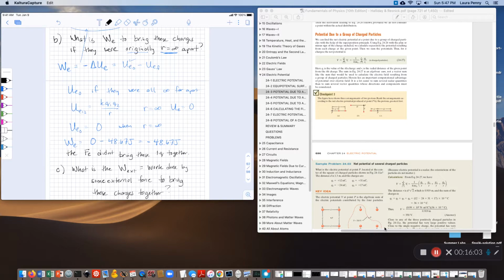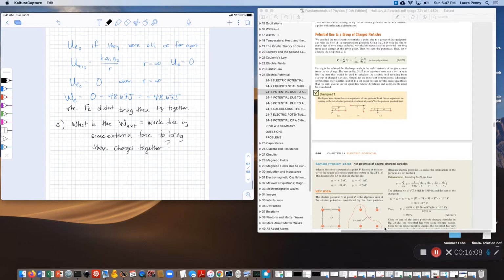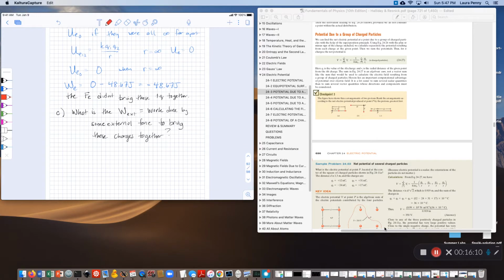So the work by the electrostatic force here is actually negative, and that brings me to this next question: what was the work done by the external force? There had to be some external force that brought these things together. Well, the work done by the external force is negative the work done by the electrostatic force.